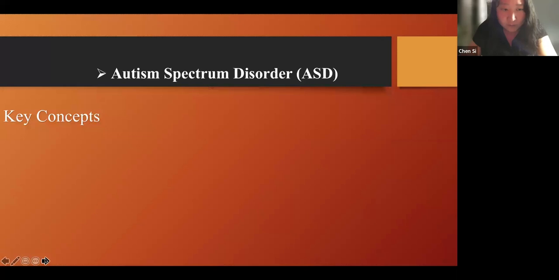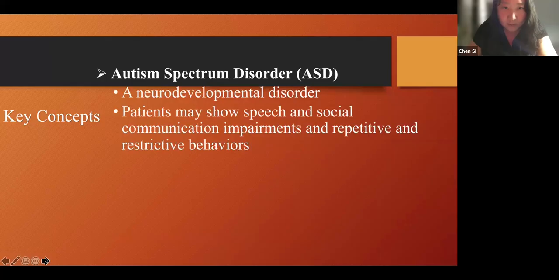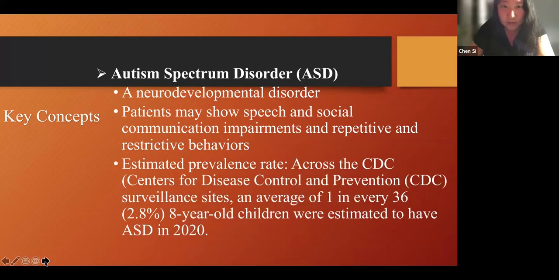Some of you might be familiar with autism spectrum disorder. It's a neurodevelopmental disorder, and usually patients might show speech and social communication impairments, and also repetitive and restrictive behaviors. We're particularly interested in this population, and one of the reasons is its very high prevalence rate. In a recent study, it's estimated that 1 out of 36 8-year-old children actually have ASD.